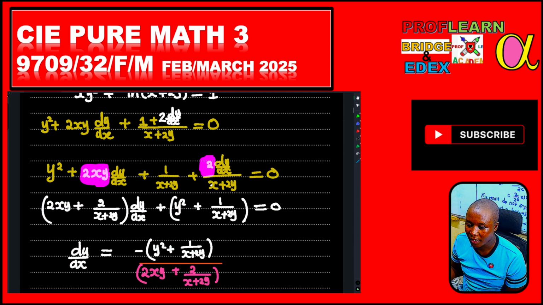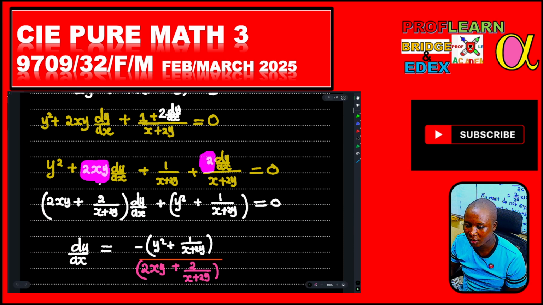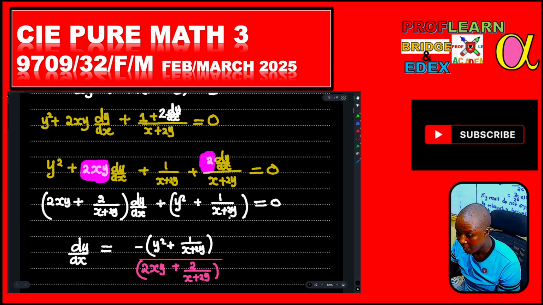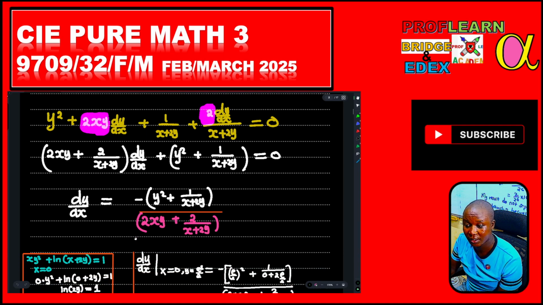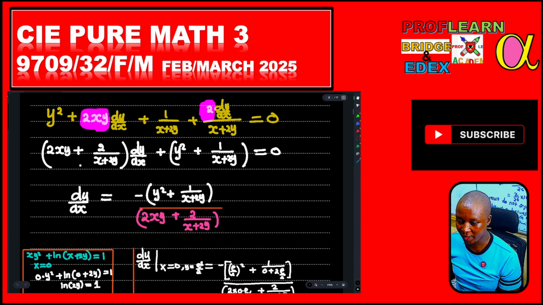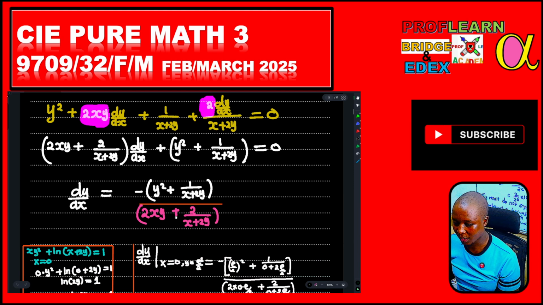Once you have done that, you are going to put those terms with dy/dx together and those terms without together, like this, the way I did. And with that, I decided to take all of this to the other side of the equal sign. Since everything here was positive, you can see I'm having a negative at this given point. So if I divide all of this both sides, we shall have this.